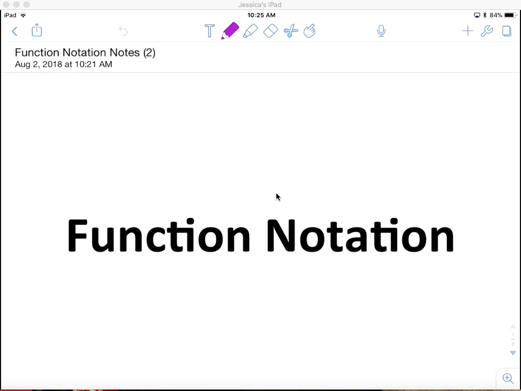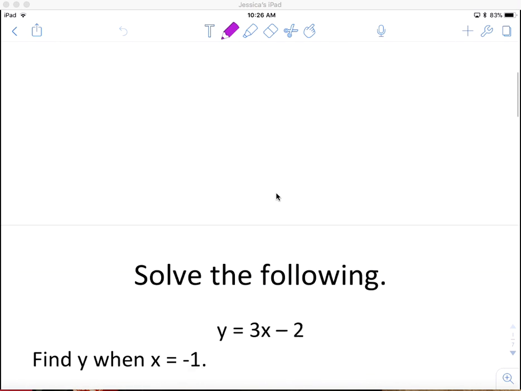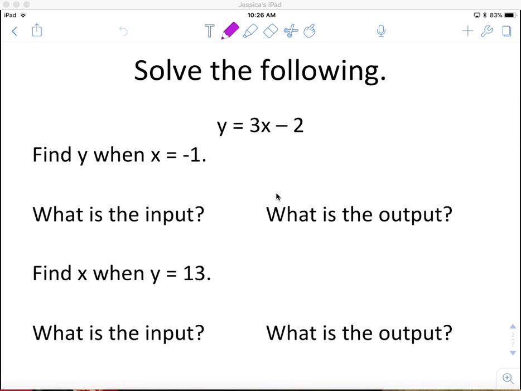Our last lesson on Unit 1 is called Function Notation, and you really already know how to solve these. It's just another way of looking at your functions, something you're probably not used to. So to start, what I want you to do is pause the video and try this problem, and then check it with me.